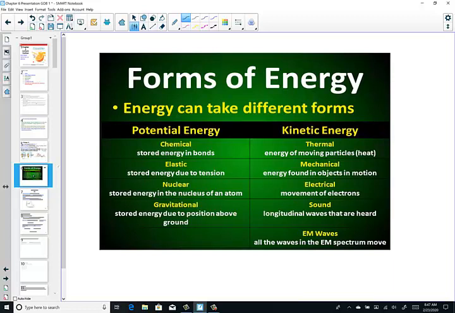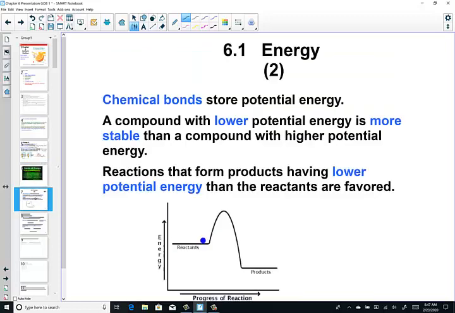So if we're studying energy, specifically in chemistry, it will be stored in bonds or released or absorbed as heat. So our focus, of course, is chemical bonds. Chemical bonds store potential energy. And a compound with lower potential energy is more stable than a compound with higher potential energy. That is really a natural law. It says compounds want to be at the lowest energy possible. And I think about the natural state. I think all of us want to be at the lowest energy level possible, especially with our 8 a.m. chemistry class. Then we see that reactions that form products having lower potential energy than reactants are actually favored.